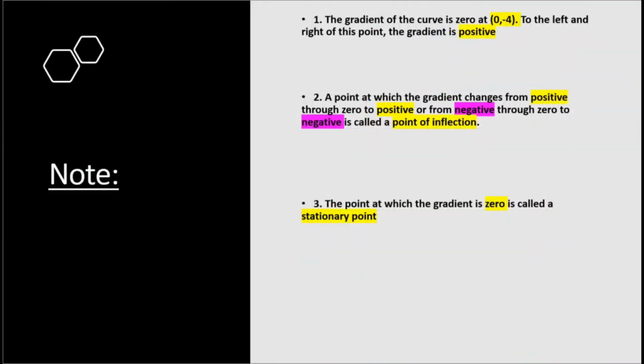Now let's go to something that is very important, a note. Note number 1, it is very important, that the gradient of the curve is 0 at (0, -4). Then to the left and to the right of this point, the gradient is positive. Note 2, a point at which the gradient changes from positive through 0 to positive, or from negative through 0 to negative, is called a point of inflection. Then note 3, the point at which the gradient is 0 is called a stationary point.